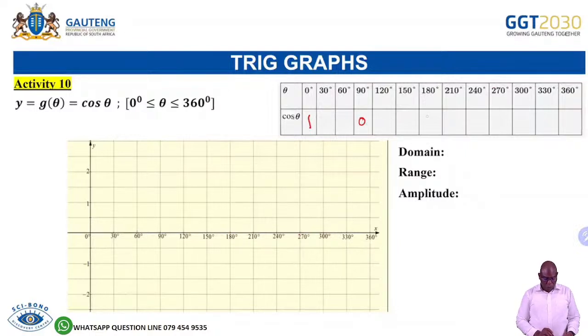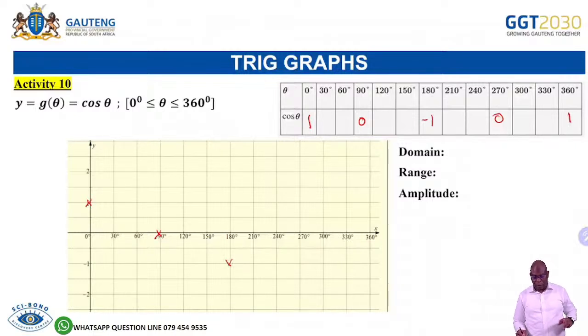Right? So again we use freehand to draw these graphs, and then we have the graph of G in this case. Then you can see this starts from 1 and stops at -1. So the same principle applies. The domain is from 0 to 360, so theta will be between 0 degrees and 360 degrees. The range will be -1 less than or equal to y less than or equal to 1. And the amplitude will also be 1.